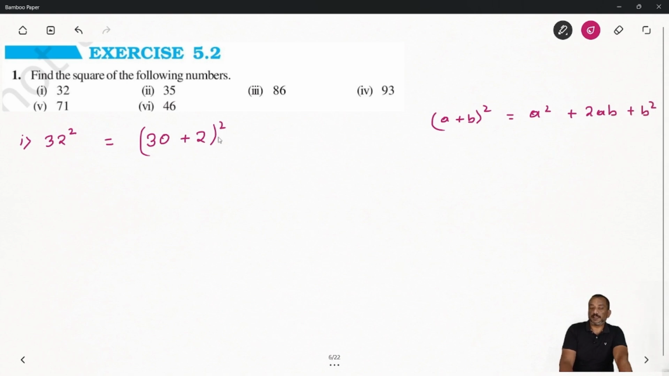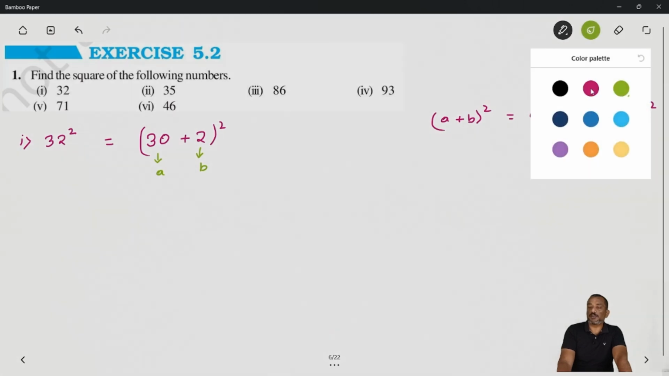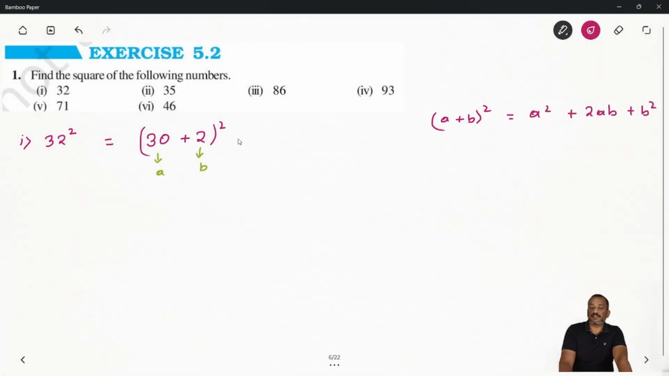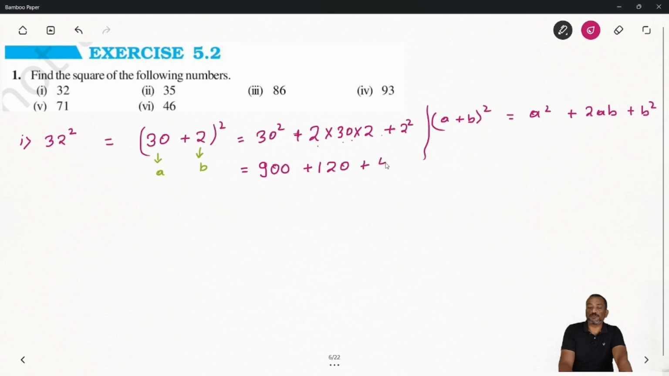Okay, so you can say in this question 30 acts like what? A, and 2 acts like what? B. So based on that we can solve this question. So we can simply say 30 square plus 2 times 30 times 2 plus 2 square. Can we say this one? Now 30 square you already know, it is 900. Then you have 2 times 30, 60, and 60 times 2, you will get 120, and plus 2 square, you will get 4.